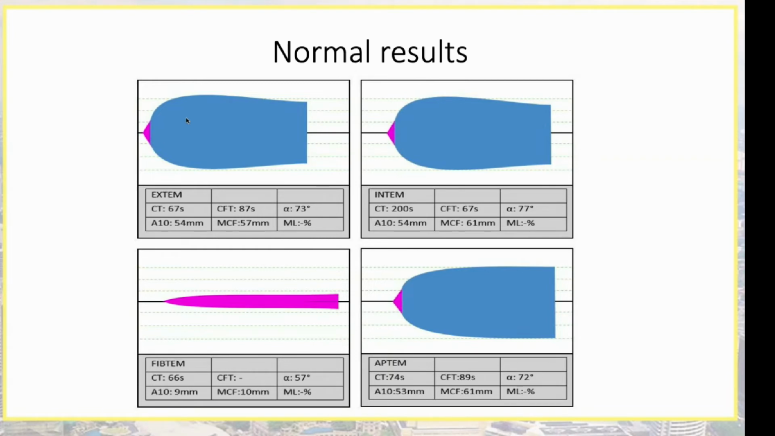So by using EXTEM and FIBTEM, we can differentiate whether we need to give either platelet or fibrinogen. We will go through it in a while. The fourth one is the APTEM. APTEM is also the EXTEM, where to the same blood we add tissue factor, and also we add an anti-fibrinolytic drug, which is aprotinin. So when we add aprotinin, we remove the hyperfibrinolysis. And then when we compare with the EXTEM, we can decide whether our patient needs tranexamic acid or not.